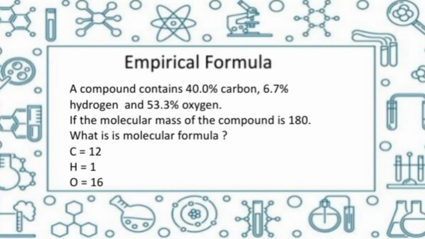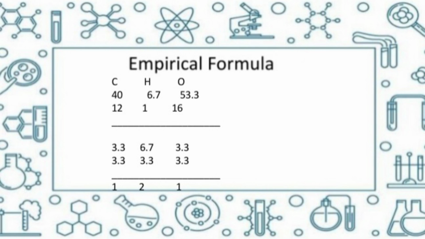Let's see another example with molecular mass given. A compound contains 40% carbon, 6.7% hydrogen and 53.3% oxygen. If the molecular mass of the compound is 180, what is the molecular formula? This question is very similar to the ones we have seen before, except that the molecular mass of the compound was given. To calculate this, we will first write out all the elements contained in the compound.